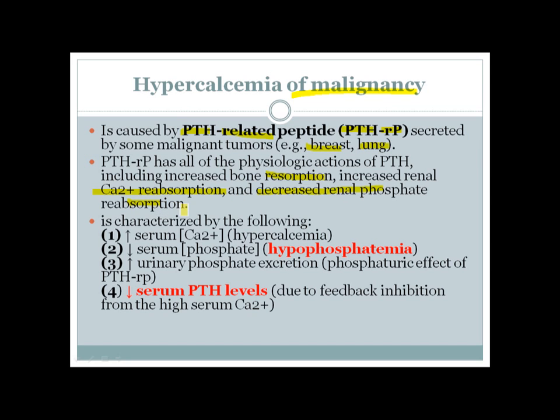So ultimately, it will be characterized by the findings which are commonly found in primary hyperparathyroidism, such as increased serum calcium, decreased serum phosphate, and importantly, which is the main difference from primary hyperparathyroidism, a decrease in serum parathyroid hormone levels, because feedback inhibition of high serum calcium will lead to decreased serum parathyroid hormone. This is the basic difference between hypercalcemia of malignancy due to PTH related peptide and hypercalcemia due to primary hyperparathyroidism. So the main determinant will be parathyroid hormone itself.